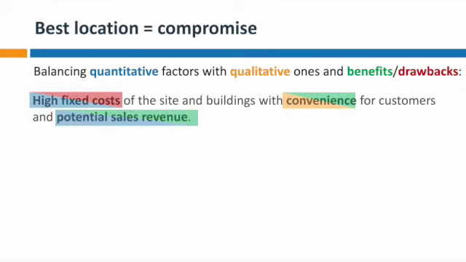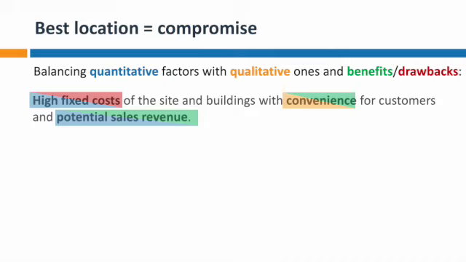So high fixed costs is going to be a quantitative factor, and at the same time, it's going to be a drawback. The fact that the location is convenient for customers is a qualitative factor. You cannot really measure convenience in terms of costs, revenues, or profit for the business. But at the same time, it's going to be a benefit for the customers, right?